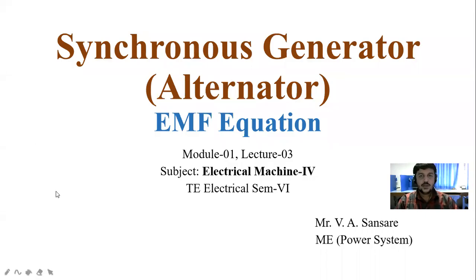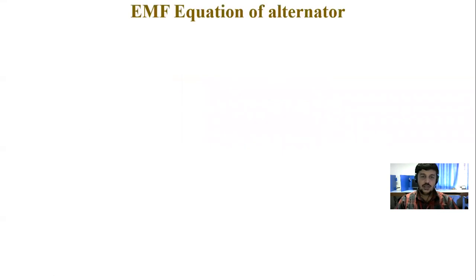Hello students, let us start with the next lecture of our synchronous machine lecture series, which is based on the EMF equation. In this particular lecture, we are going to derive the EMF equation of a synchronous generator, that is, of an alternator. Now we know that whenever an alternator is driven with the help of a prime mover, and if its field winding is excited with DC supply, then EMF gets induced inside the armature winding.